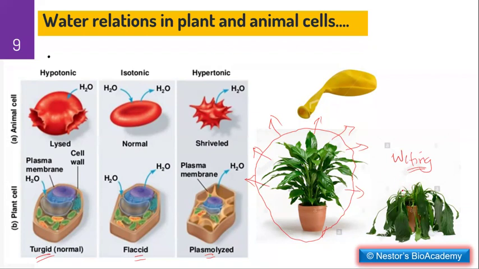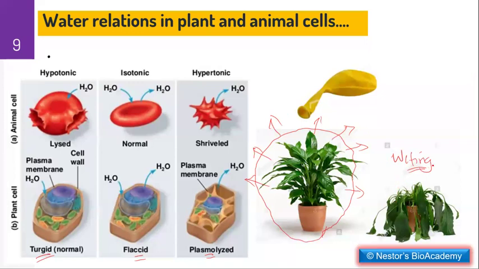However, there is an advantage in this, in the sense that when the plant cells become plasmolyzed and less rigid and less firm, mostly we expect the leaves to tend to roll, and when the leaves tend to roll, they reduce the surface area exposed to sunlight, and this enables the plants to reduce the amount of water they lose through transpiration.